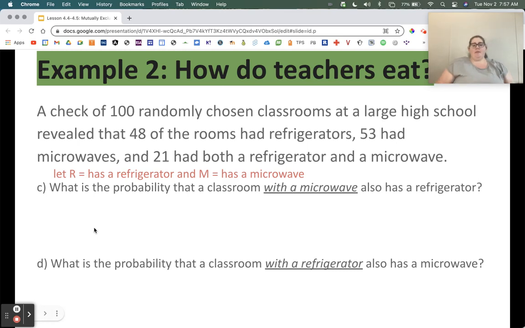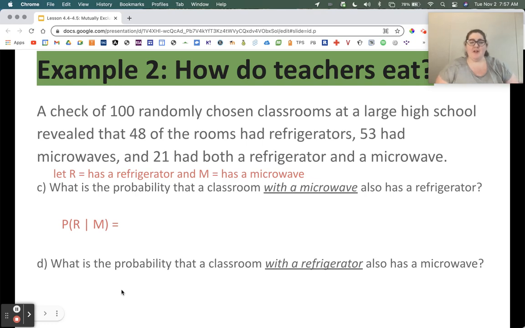So let's look at some conditional probabilities. What is the probability that a classroom with a microwave also has a refrigerator? So with a microwave means that it's given, we know this classroom has a microwave. Right? We've seen it in there before. We just also want to know what's the chance that they have a refrigerator. So the way I would write this, probability that they have a refrigerator given that they have a microwave.